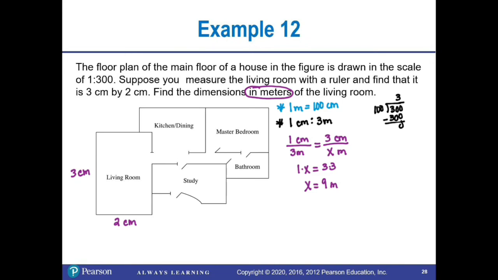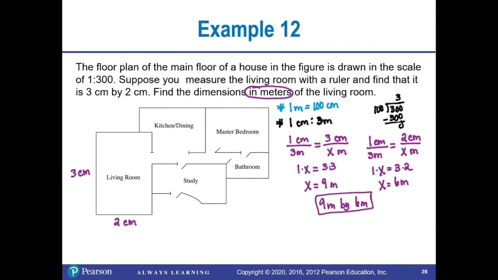Let's look at the short side. So I have 1 centimeter is to 3 meters. The short side is 2 centimeters, and I want to know how many meters it is, so that would be x. Again, notice the centimeters is on top in both ratios, and the meters is on bottom. Use your cross products. 1 times x equals 3 times 2. So x equals 6 meters. That tells me that the living room is 9 meters by 6 meters.